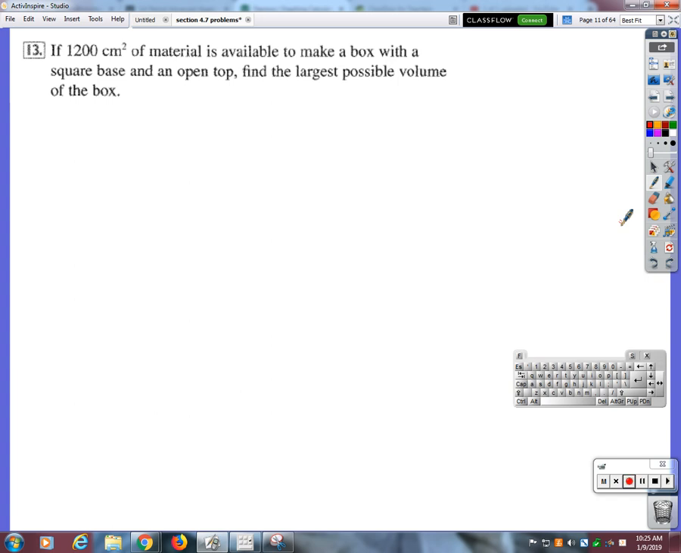Okay, number 13. If 1,200 square centimeters of material is available to make a box, so now we're going backwards. Okay, so in this case, they've told us we only want to use this much material, but we want it to hold as much stuff as possible. So now we're going to maximize the volume.